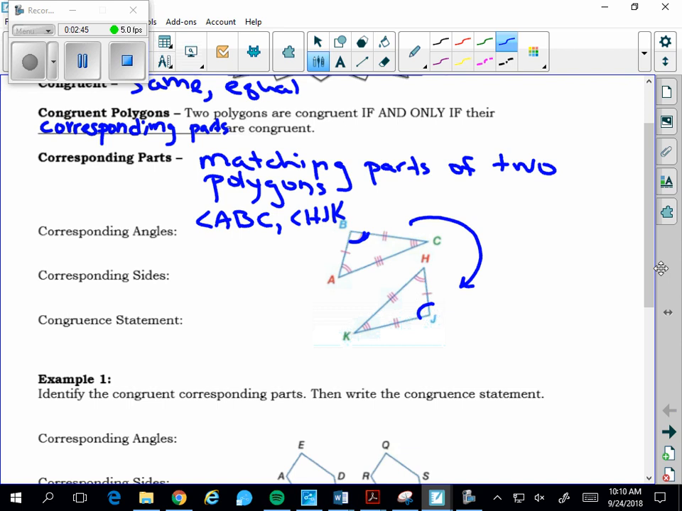So some other corresponding angles in this picture are angle BAC, and the angle that corresponds to that one is KHJ. Again, we'll notice that they both have two notches on them, showing they're equal. And then our last one is the one with three notches on it, HKJ and BCA. Those are our corresponding angles.